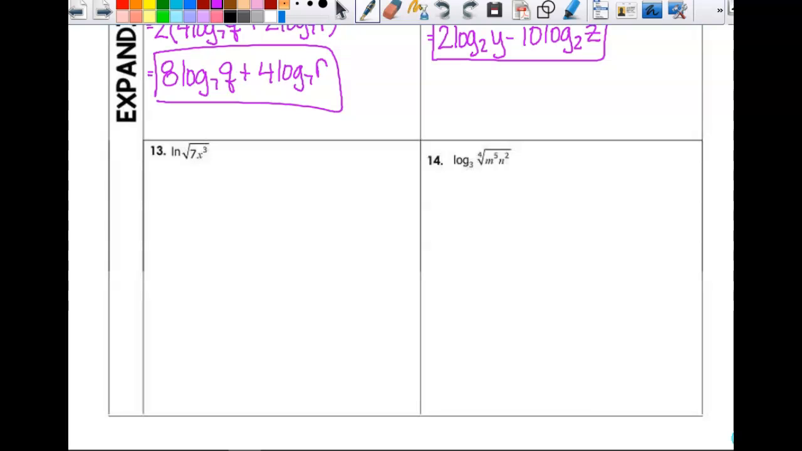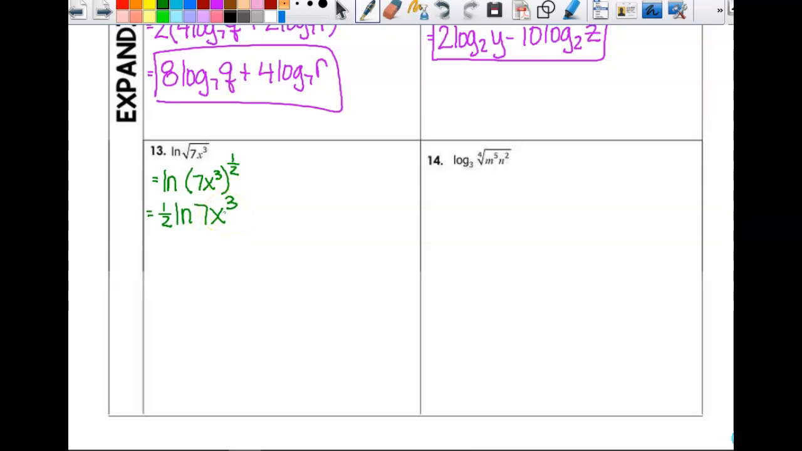So let's look at number 13. All right, so I have the natural log of the square root of 7x cubed. Okay, so we need to take our roots and make them into exponents. So this would be the natural log of 7x cubed. That square root becomes what as an exponent? 1/2. 1/2. Okay. Now we work it just like the others. I'm going to take the 1/2 out front. So 1/2 times the natural log of 7x cubed.